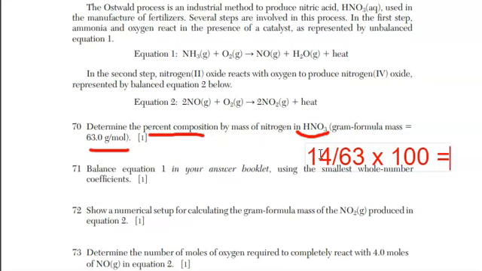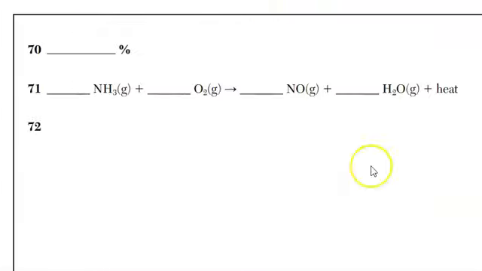For 71, you're asked to balance the equation 1 in the answer booklet using the smallest whole number coefficients. Balancing equations is a basic skill that you should have learned when you took chemistry. Let's review it and figure out the answer. What I like to do is just take literally an atom inventory on both sides of the equation, right? Here's my dividing line. We'll start with N, which is nitrogen.